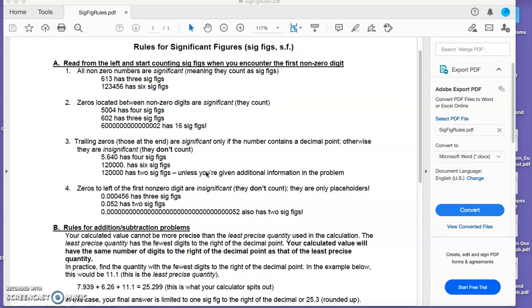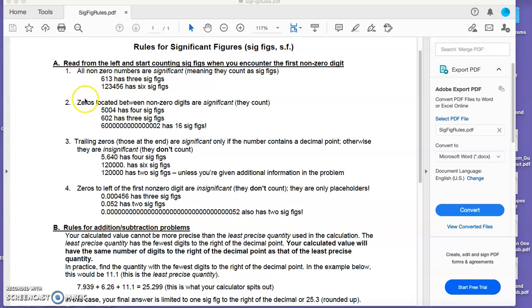We're going to read from left, and we start counting sig figs when we encounter our first non-zero digit. So, for example, 6, 1, and 3 has 3 sig figs because all non-zero numbers are significant. If I have 1, 2, 3, 4, 5, 6, starting from the left, I count 6 sig figs. So if it's not a zero, it's significant. And that first rule applies to a majority of things that you see. The last 3 rules will apply to when we talk about zeros.